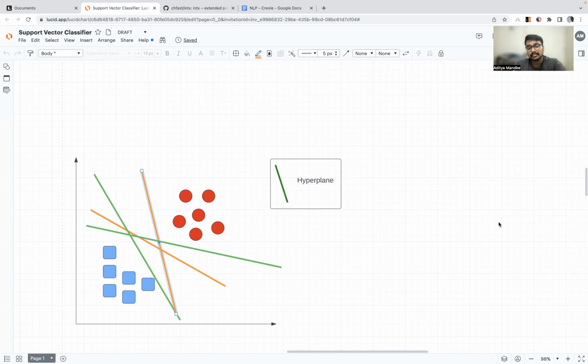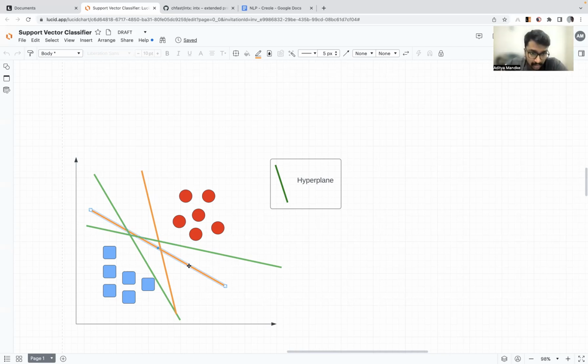What are these lines called? The hyperplanes. If we consider this hyperplane, any point that is to the right of this hyperplane will belong to class A. If it is to the left of this hyperplane, it will belong to class B. If we consider this line, any point that is above this line will belong to class A. If it is below this line, it will belong to class B. Just to give you some basic information, in a support vector classifier, there is only one hyperplane. We don't have multiple hyperplanes.